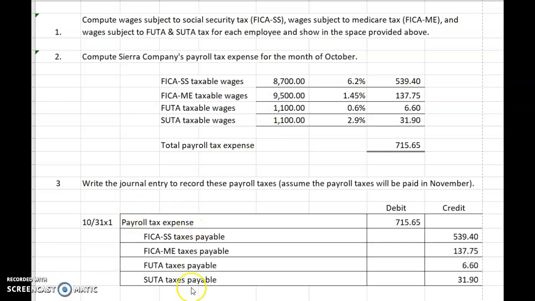And here's the journal entry. Debit payroll tax expense for the total payroll tax expense that you calculated. Then credit a liability for each one of the taxes that you incurred during the month of October.